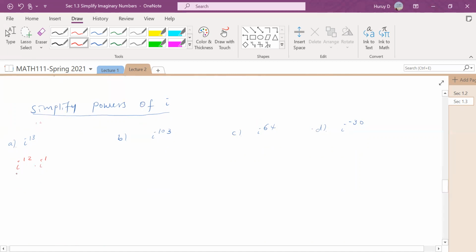So I know this one is 1. I don't have to repeat all those steps now. So this is 1, and here I have i, therefore this is just i. So i to the power of 13 is just i.